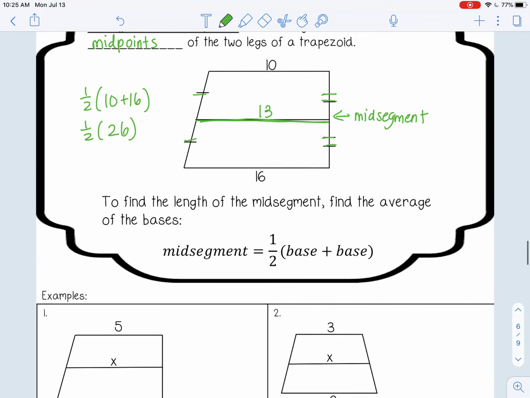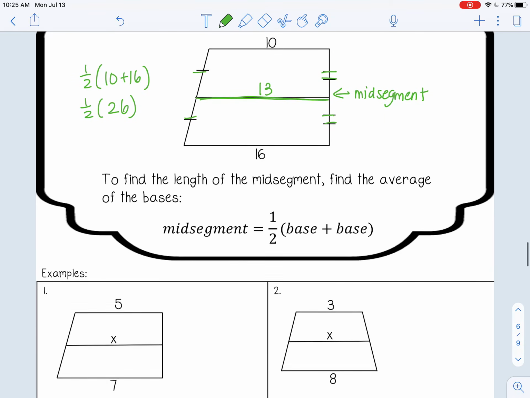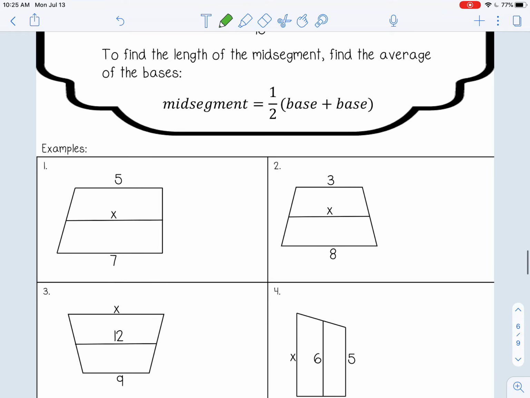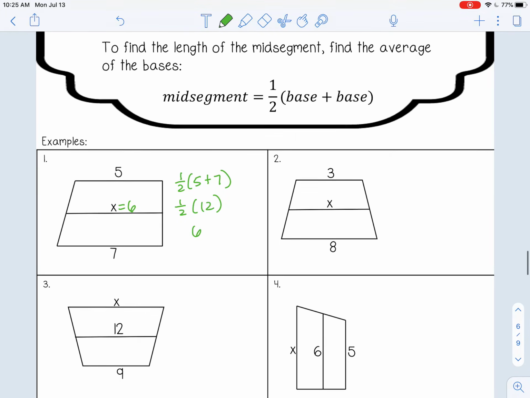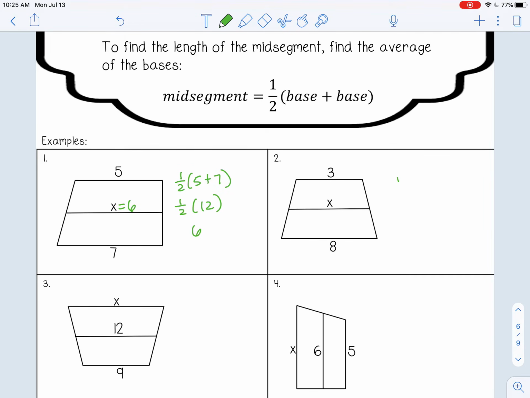All right, let's try some examples. So number 1, I want to take half of the sum of the bases. So that's half of 12, which is 6. All right, same thing on number 2. Find the average of the bases. I'm adding them up and dividing by 2. So half of 11, that is 5.5.